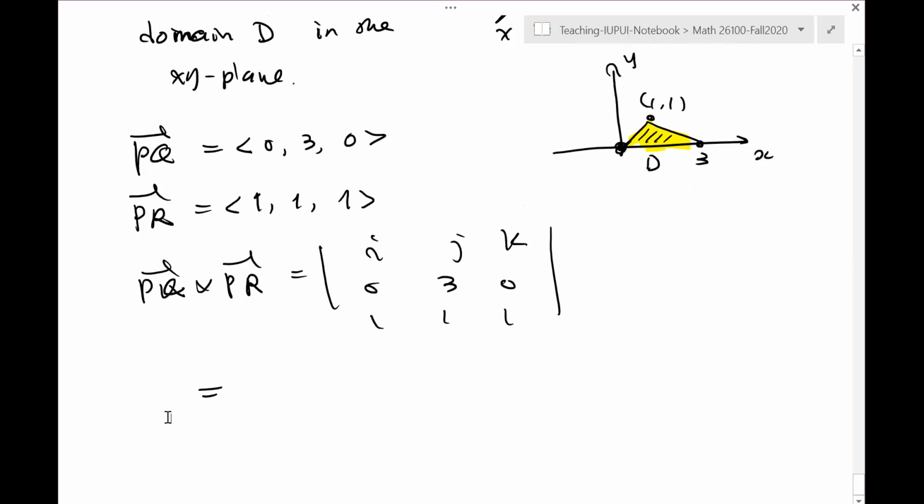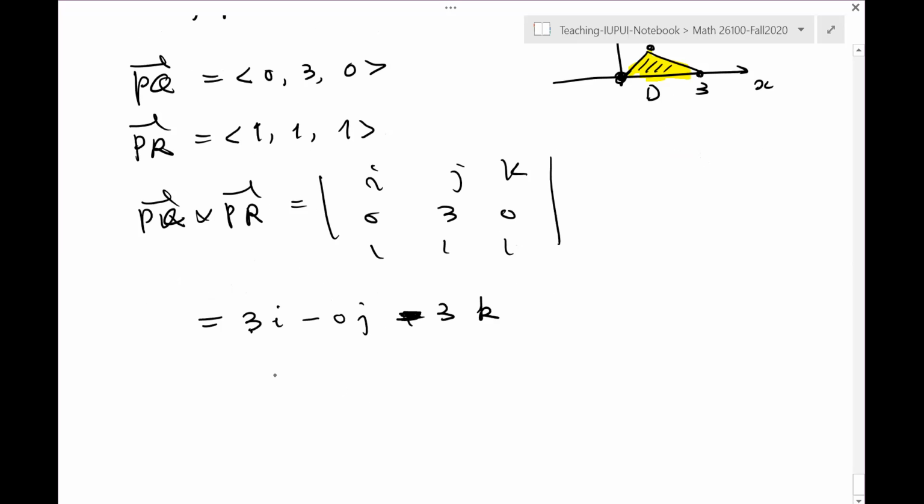The first one I got is 3i. Then I got 0 for j, because when I remove this, I get 0, 1, 0, 1. And for k, I get negative 3k. So it gets 3, 0, negative 3.